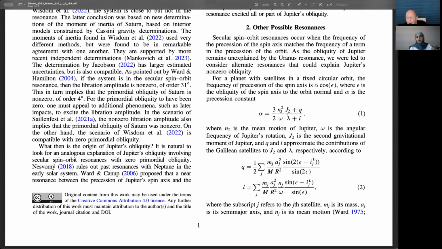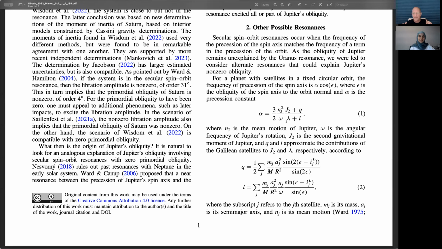And there's the Q term, Q and L, both of these involve parameters related to the satellites, which is shown in equation 2. And you have the A, or A sub J, which is the semi-major axis of those satellites. So as the satellites move away from the planet, A increases, and then Q increases, and then alpha in turn increases. So you have this alpha, which is the spin precession rate, increasing. And if this frequency crosses some of the frequencies of the modes of the solar system, then you would have a resonance. Yay. Gotcha.